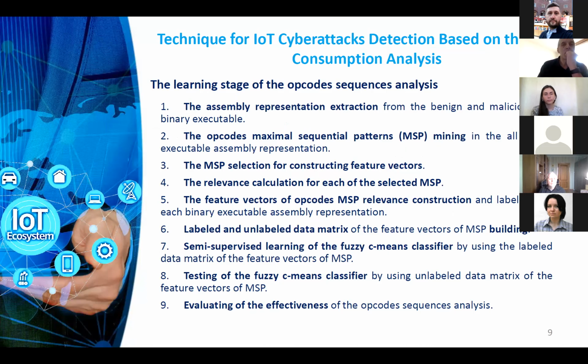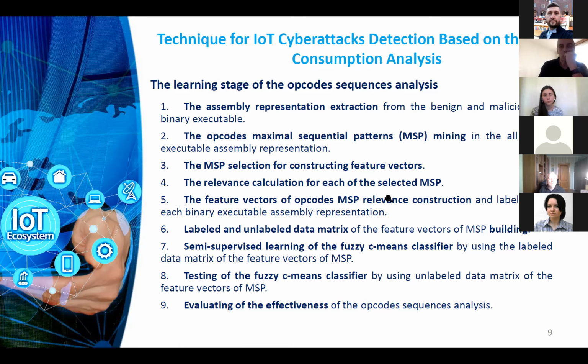But IoT devices' total energy consumption monitoring cannot provide an answer to the question of localizing malware as a source of IoT cyber attack. Therefore, the proposed technique for IoT cyber attack detection uses analysis of the IoT device's energy consumption footprints and also applies analysis of the IoT software code sequences to improve the accuracy of IoT attack detection and localize the IoT malware on the IoT devices. The steps of the learning stage of code sequences analysis are presented on the slide.